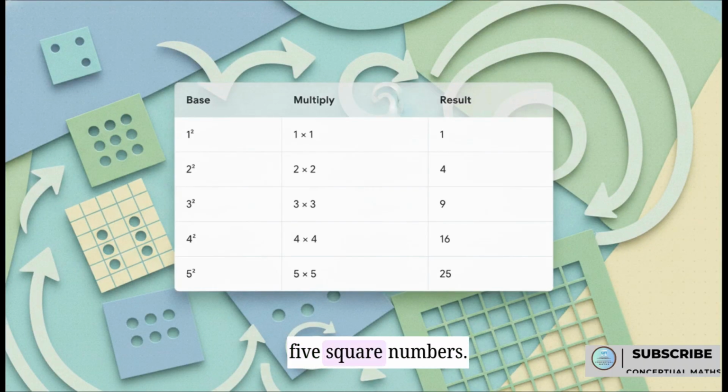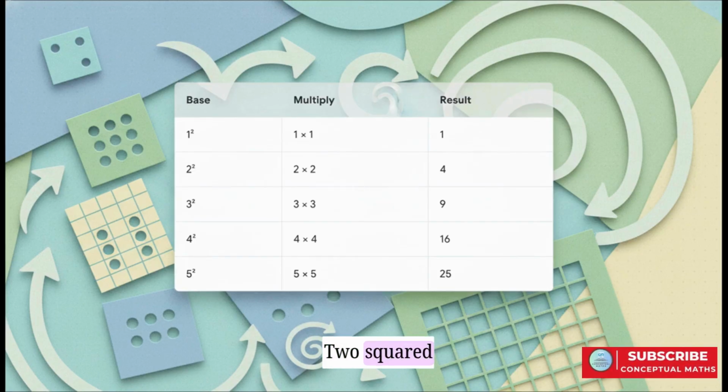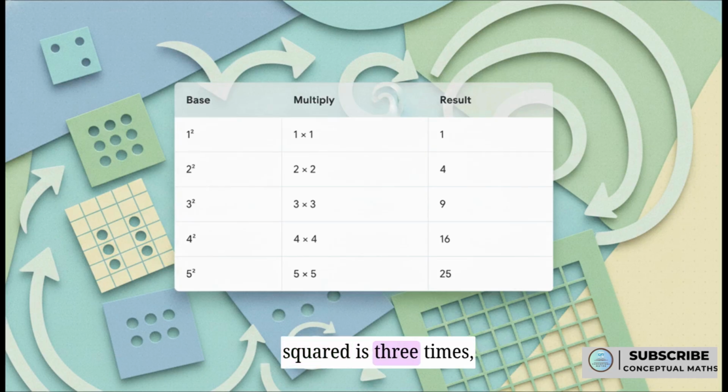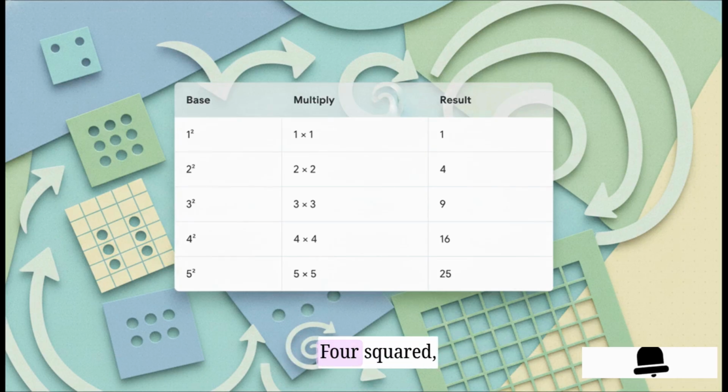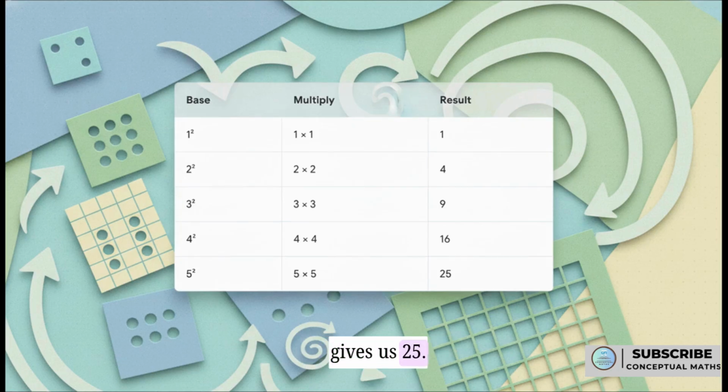Let's look at the first 5 square numbers. 1 squared is just 1 times 1, which is, you guessed it, 1. 2 squared is 2 times 2, giving us 4. 3 squared is 3 times 3, getting us to 9. 4 squared, like we just saw, is 4 times 4, landing us at 16. And 5 squared gives us 25.